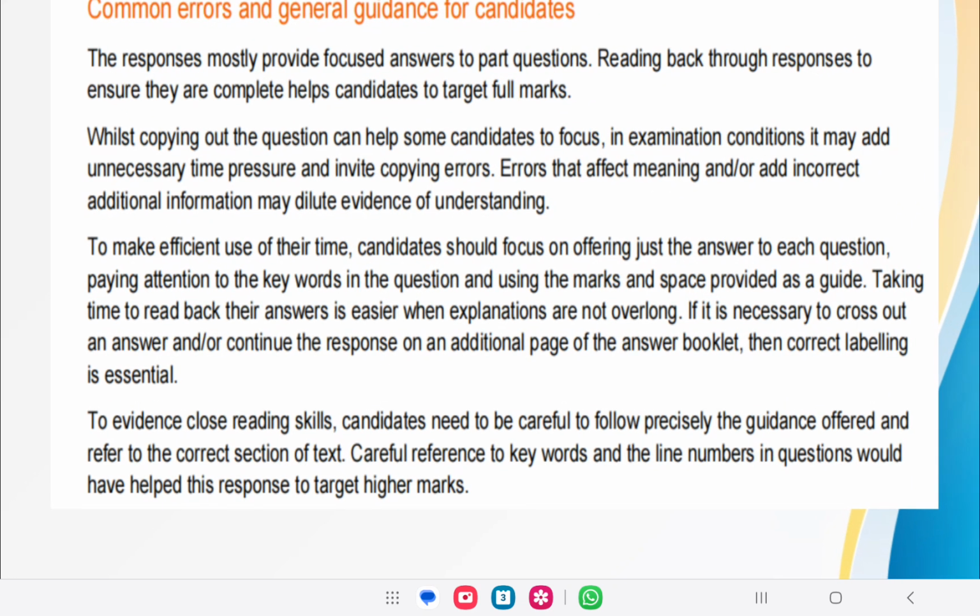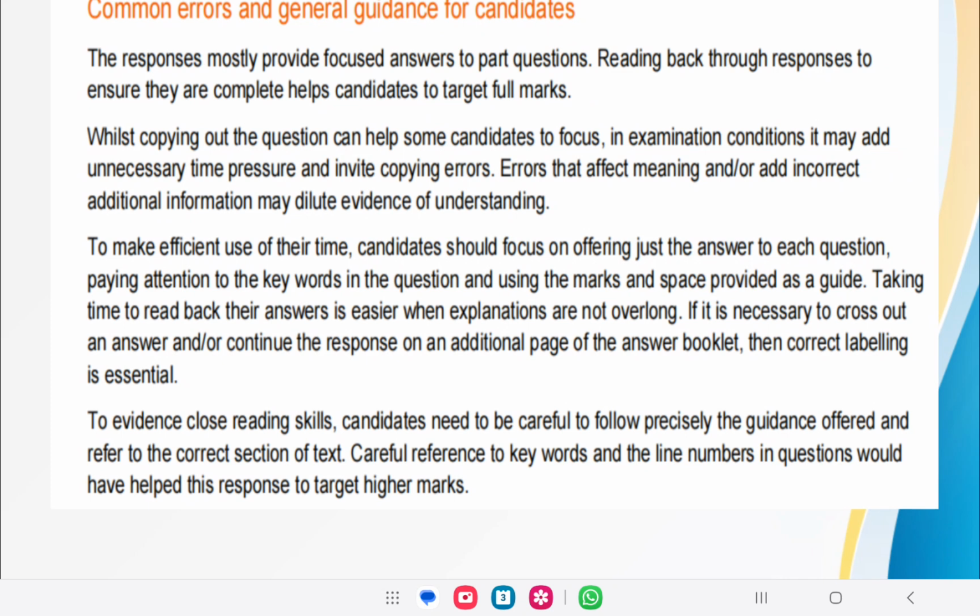Now this is from the examiner report, common errors and general guidance for candidates. The responses mostly provide focused answers to part questions. Reading back through responses to ensure they are complete helps candidates to target full marks. Whilst copying out the question can help some candidates to focus, in examination conditions it may add unnecessary time pressure and invite copying errors. Errors that affect meaning or add incorrect additional information may dilute evidence of understanding.